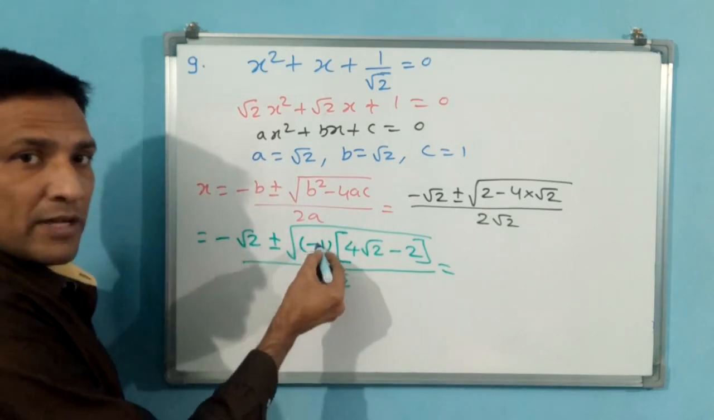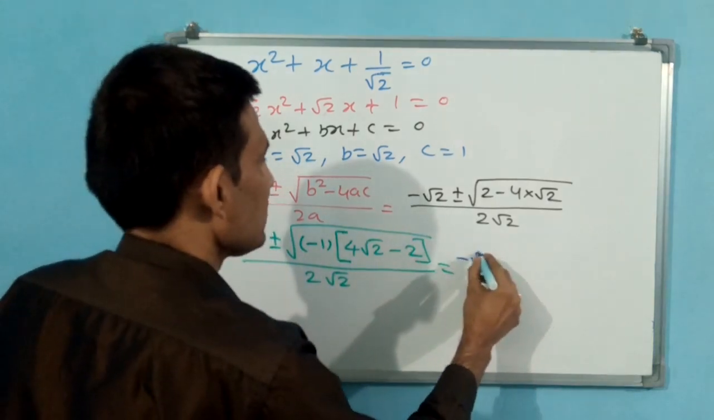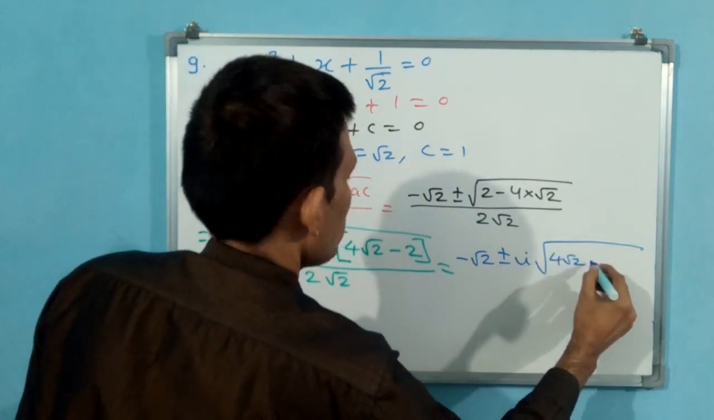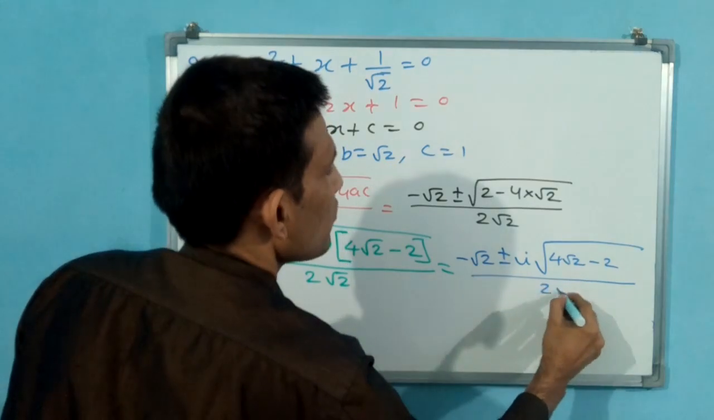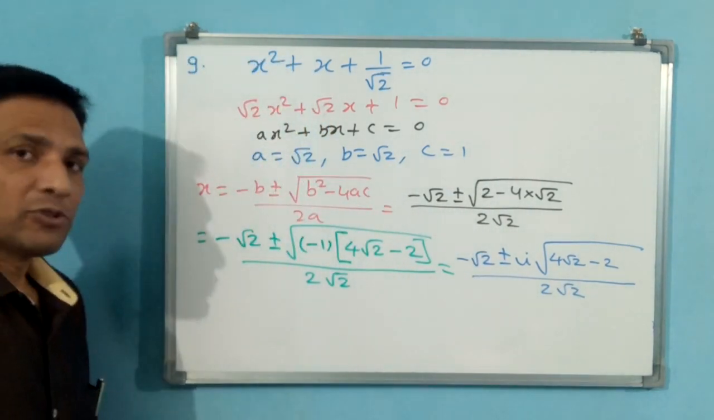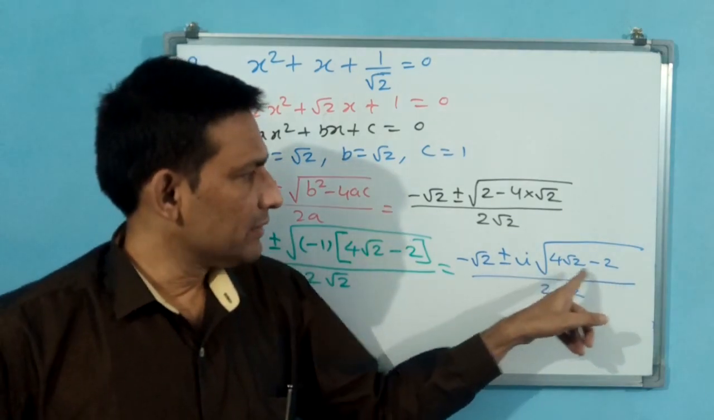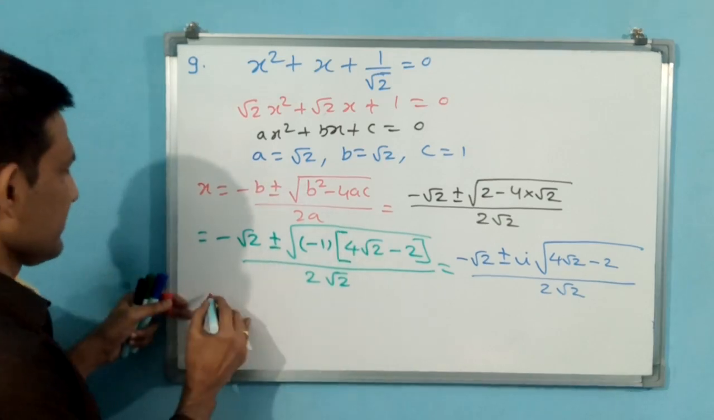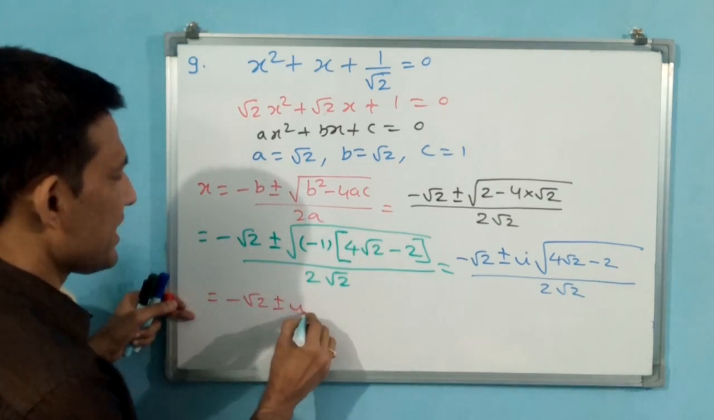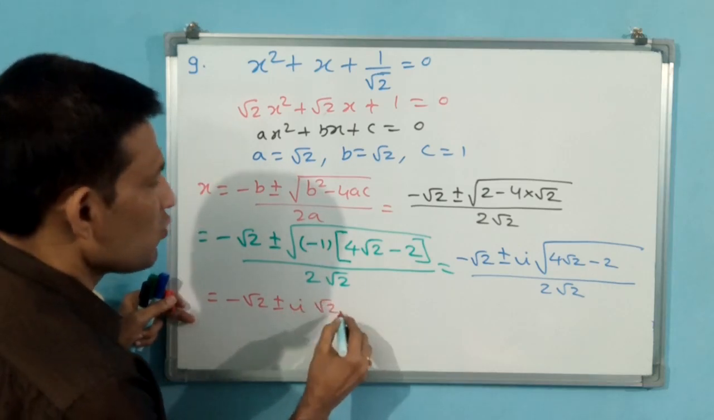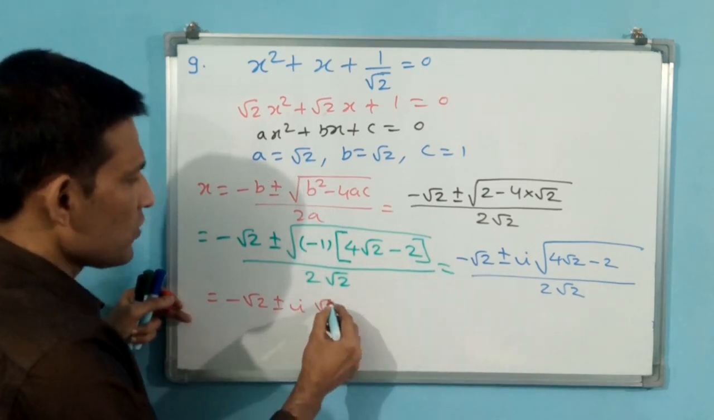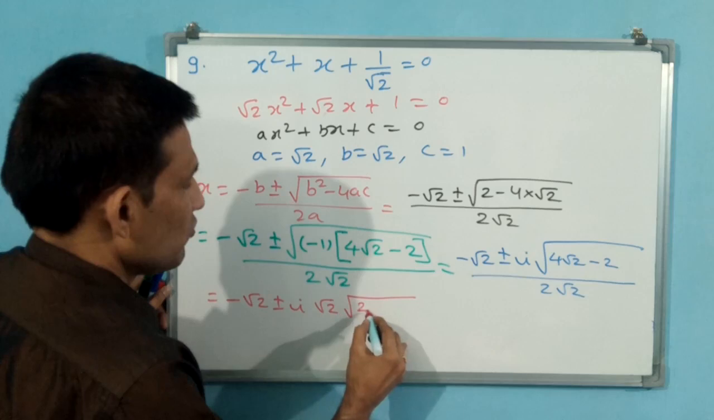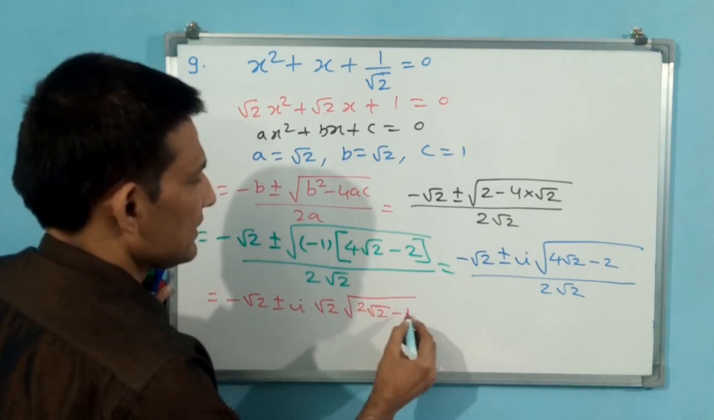This minus 1 under root I can take as I. Okay, minus root 2 plus or minus I, over 4 root 2 minus 2 by 2 root 2. Now you see, 2 I can take common. I can take common 2, you see how? Minus root 2 plus or minus I root 2. If I take root 2 out, root 2 is going to become, okay, root 2 and inside 2 root 2 minus 1.